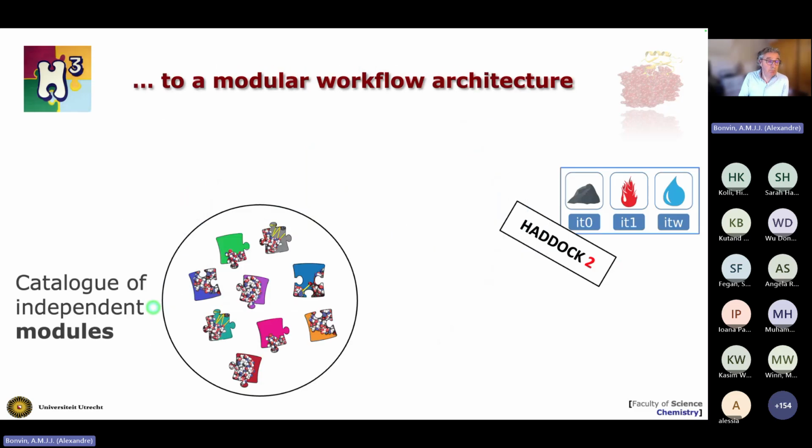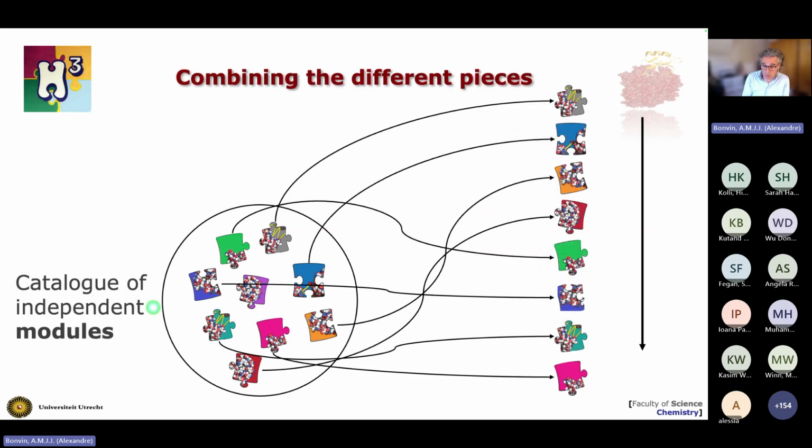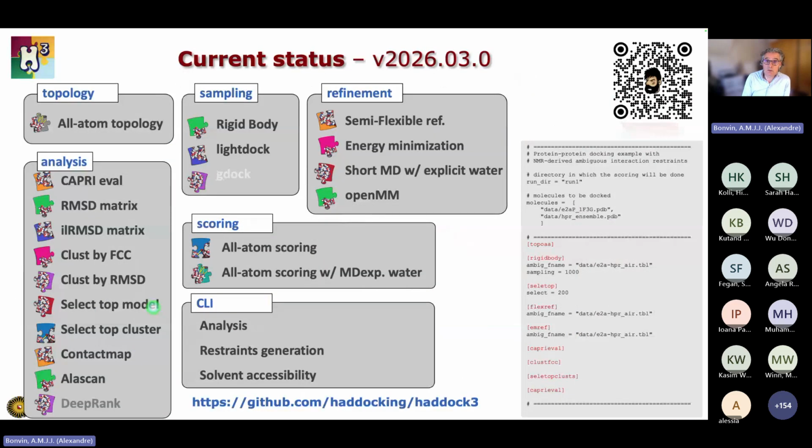And now we're basically breaking the code into small modules. So we have a catalog of independent modules. There are a few dependencies, though. And then you can use those modules to mix and match and build your own workflows, do only the things that you need, or build much more complex workflows. This is a very nice flexibility to have. And this is the current, so the latest stable release is March 26.